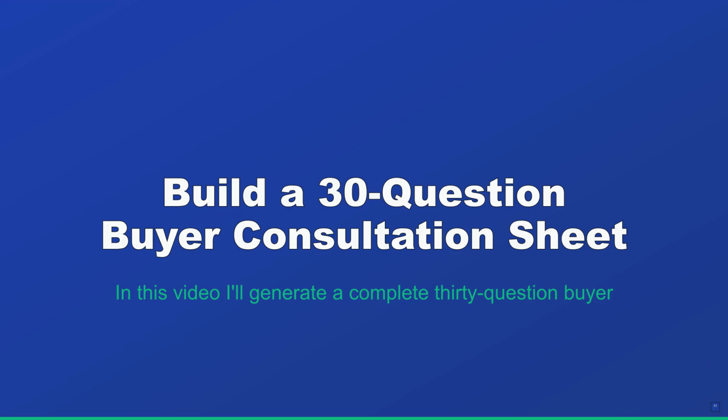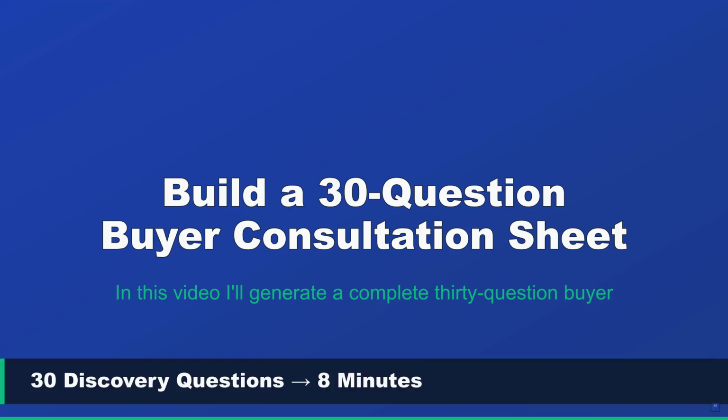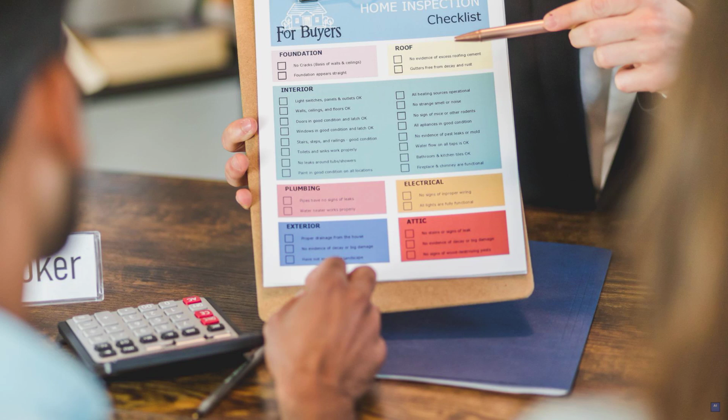Most buyer consultation forms ask the same 8 questions: budget, timeline, how many bedrooms, location preferences, pre-approval status. Those questions give you the minimum you need to start showing houses. They do not tell you what actually matters.